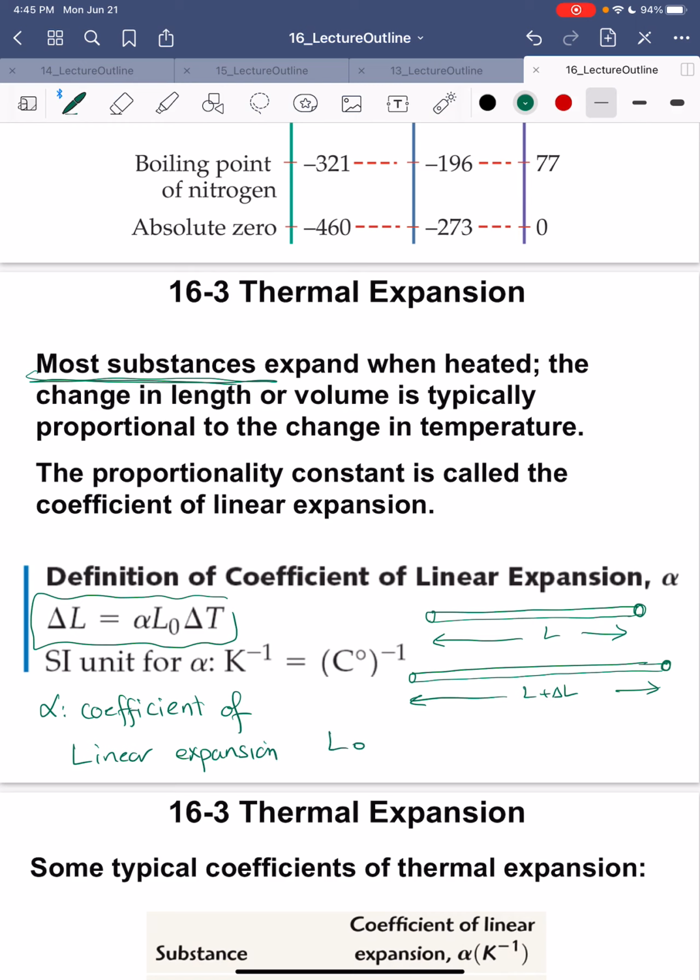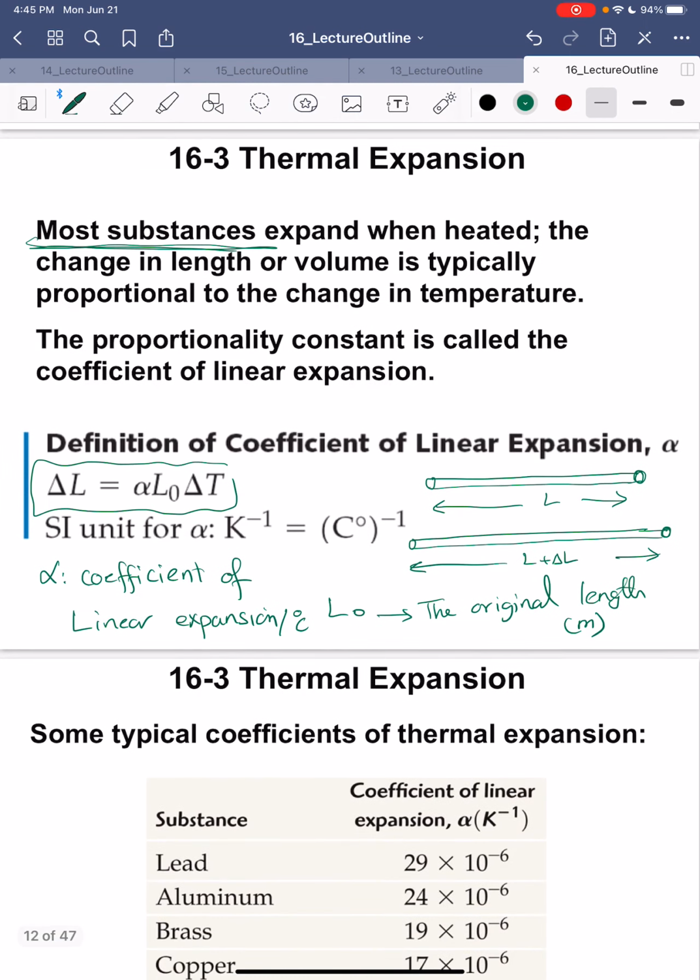Alpha has units of per degree Celsius or per degree Kelvin. L0 is the original length, and it has units of meters. And delta T, I want you to know that delta T always is going to be the change in temperature. Then it is always final minus initial. Don't use T initial minus T final.